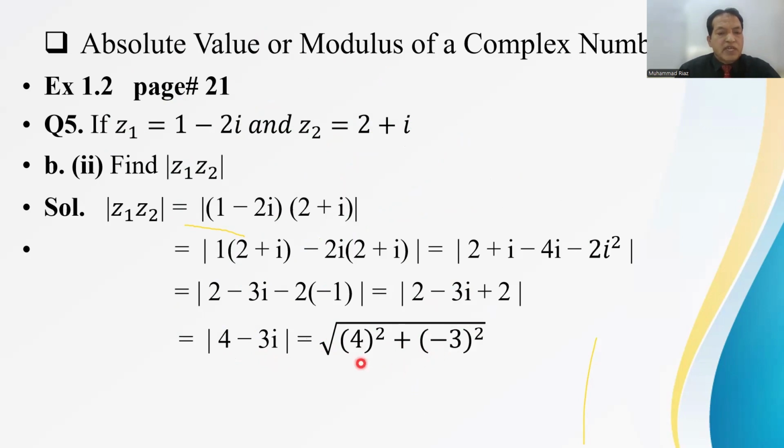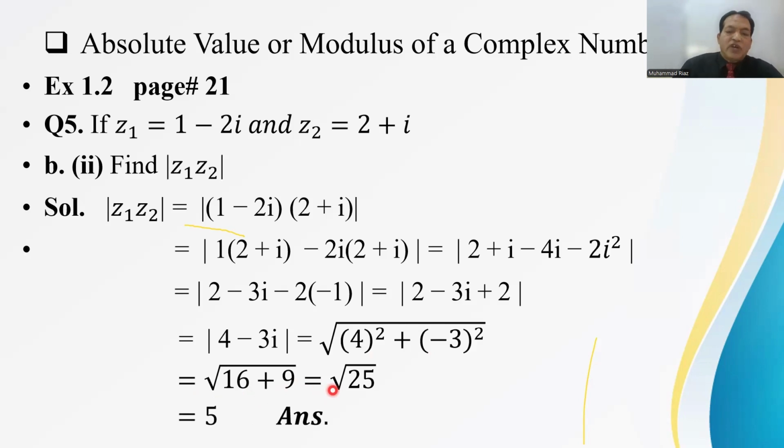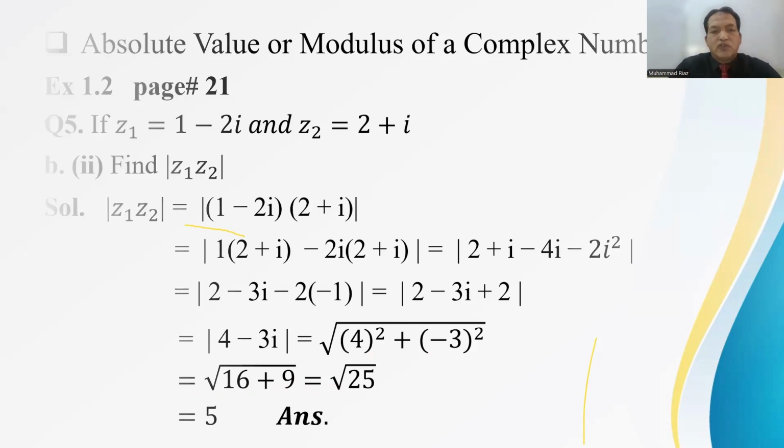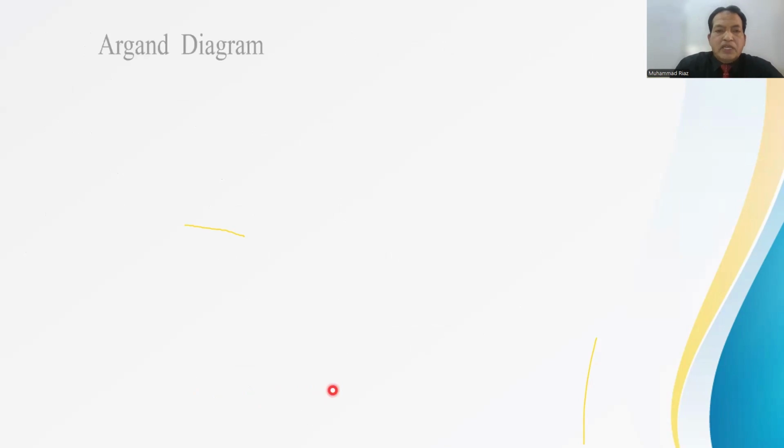Now students, inside the square root we have 4 square plus minus 3 whole square. 4 square is 16, and minus 3 square is 9, so you will get 16 plus 9 inside the square root. The final answer for the absolute value function is under root 25. Simplify square root 25, you will get 5. 5 is your final answer for the absolute value of a complex number.